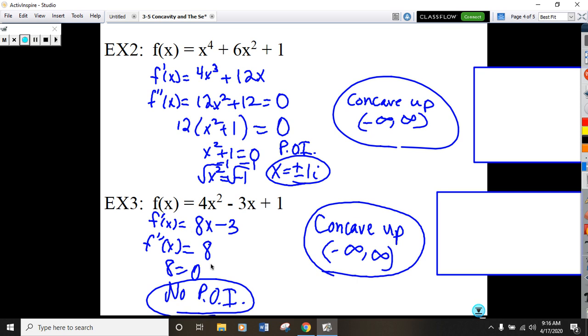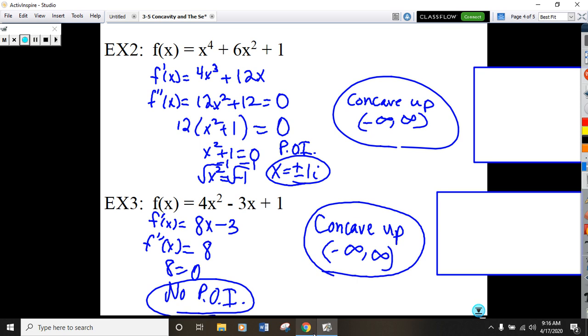If I get a negative number here, say it was negative 8 instead of positive 8, that means it was going to be negative, so it's going to be below the x-axis, so then I can switch it and say that it's concave down. Okay, so that's a couple helpful hints. Again, if that didn't make sense to you, that's fine. Go ahead and look at the graph.